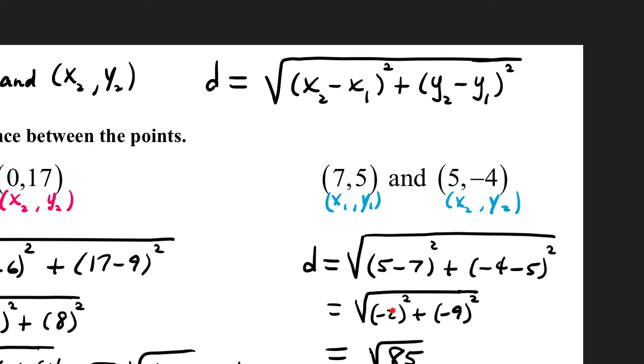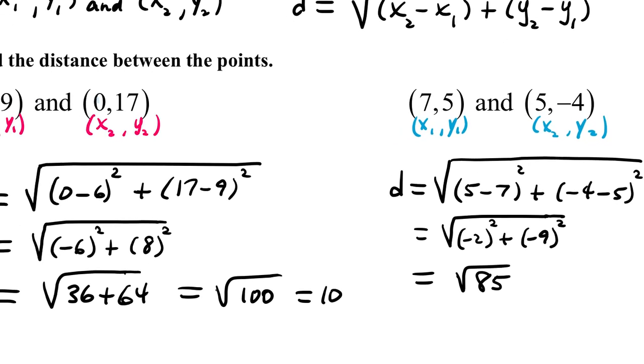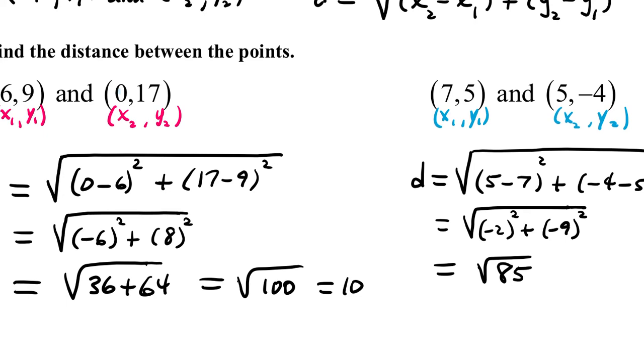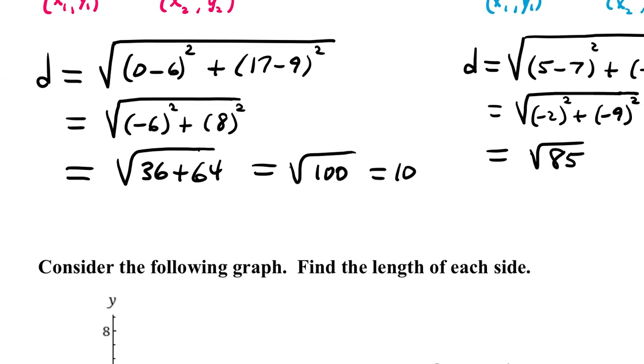Negative 2 times itself is 4. Negative 9 times itself is 81. 4 plus 81 is 85. Since that doesn't have an exact square root, you can just leave it as the square root of 85. That's the exact distance. If you approximated it, it would be a little more than 9.